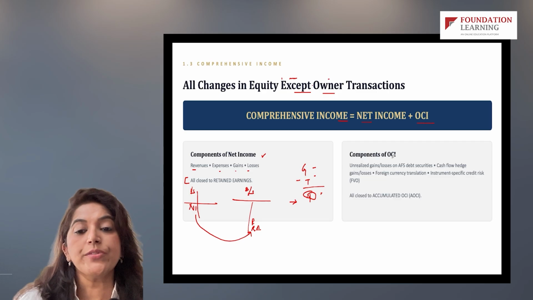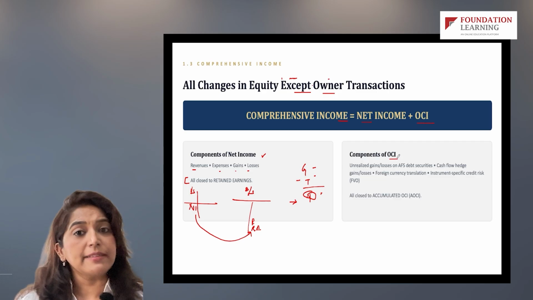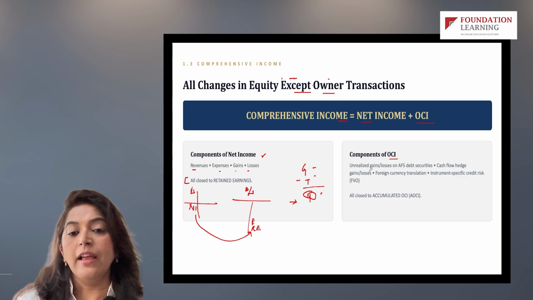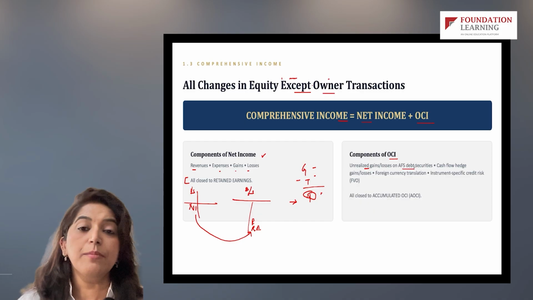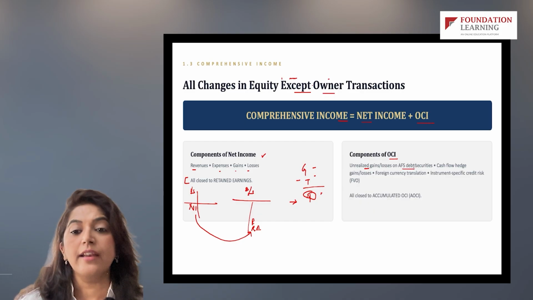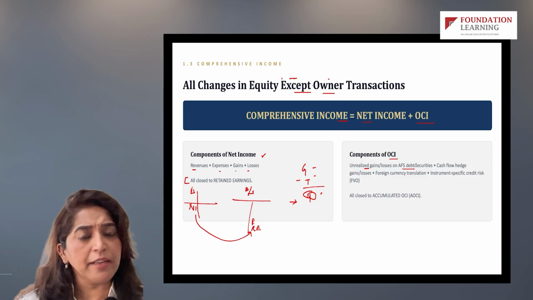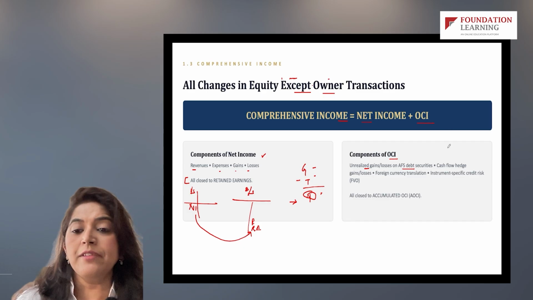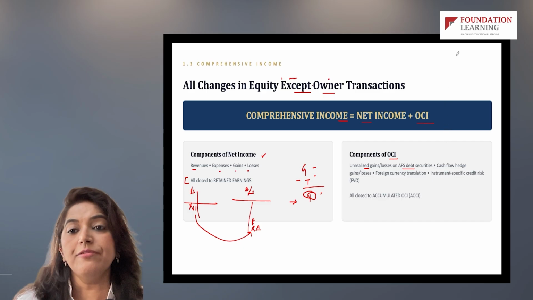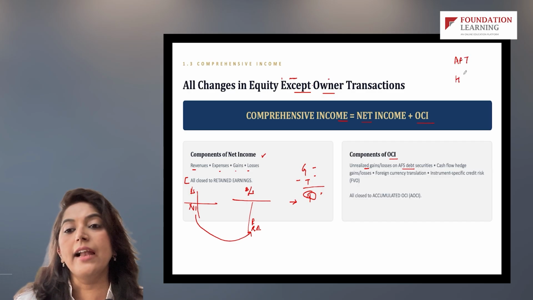When we look into OCI, other comprehensive income, what we are saying is it is income but some kind of other income, right? If you look at this, unrealized gains and losses on available for sale debt securities, right? Debt securities are investment in bonds basically. When we discuss the available for sale, we need to understand what is available for trading and what is held till maturity securities.